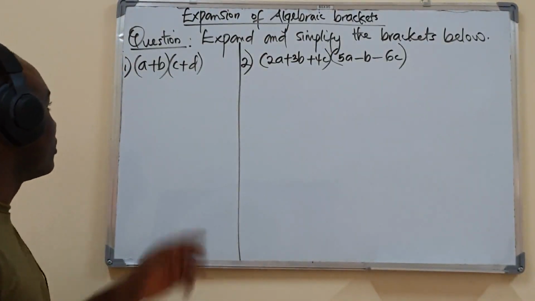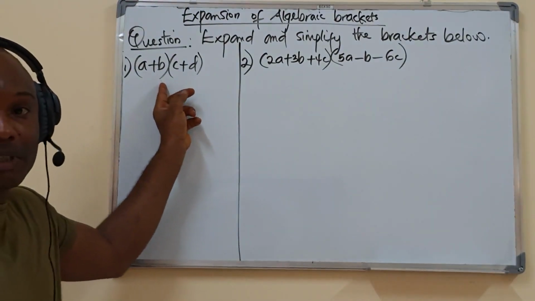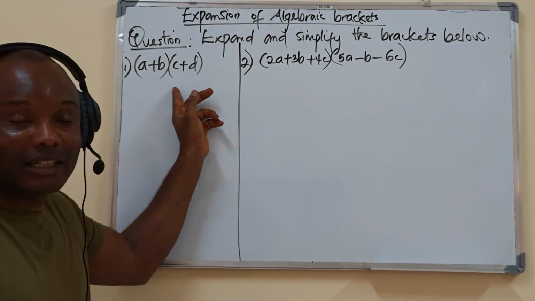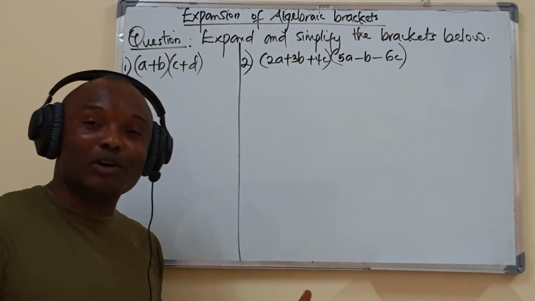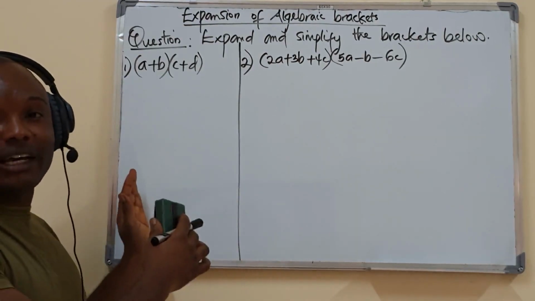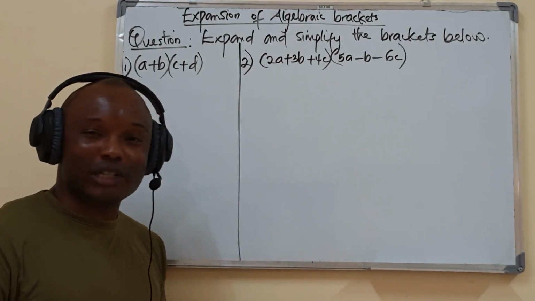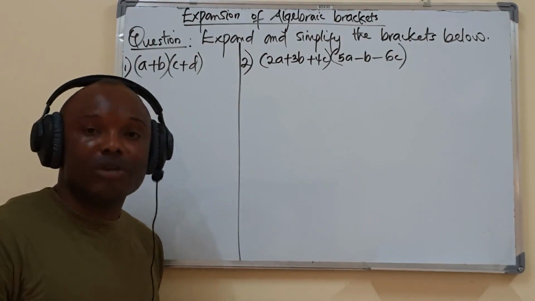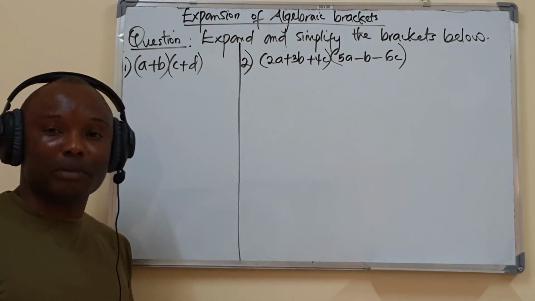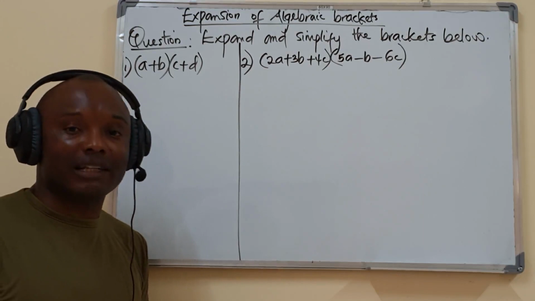The first one we have here, to expand, open bracket a plus b, close the bracket, and open another bracket c plus d. The only thing you will need to apply here is multiplying the variables in one bracket by the variables in the other bracket. That is what it means to expand. And after that, look around to see if there is any possibility of being able to simplify something. Then do that and you will arrive at your final answer.